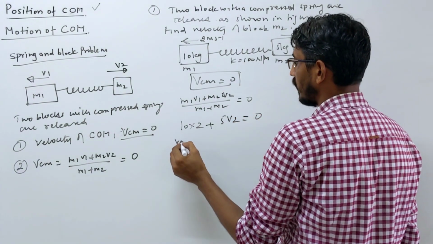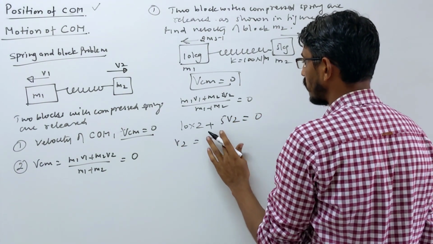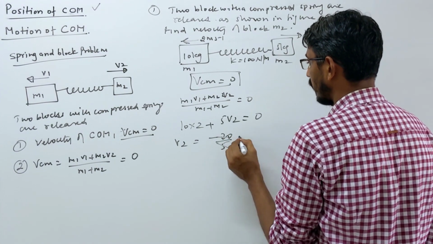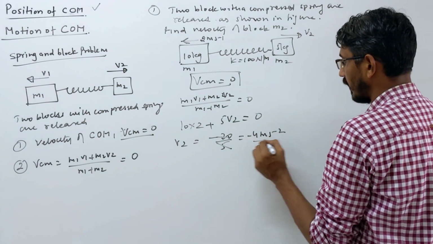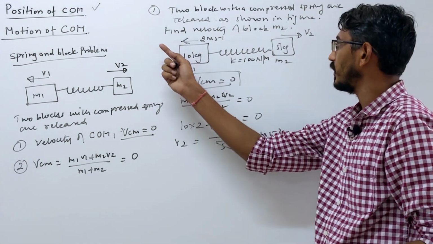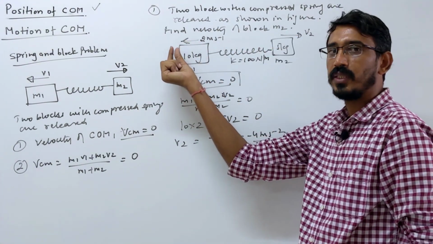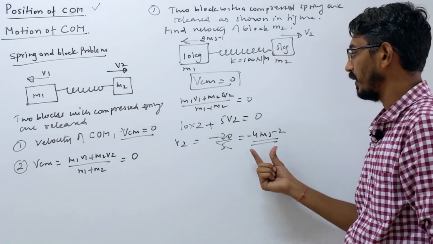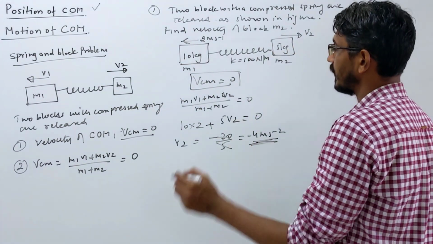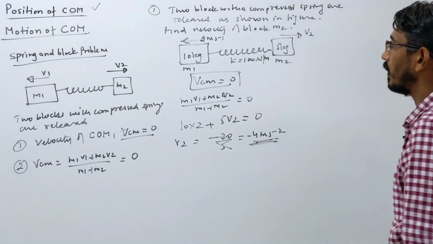So you see that V2 is nothing but minus 20 by 5, that becomes minus 4 meter per second. If that direction you call positive, then this will become negative. Or if that you call negative, then this answer will come positive. Okay. Doesn't matter. So they only ask for the magnitude in the answer. So these are the spring problems.